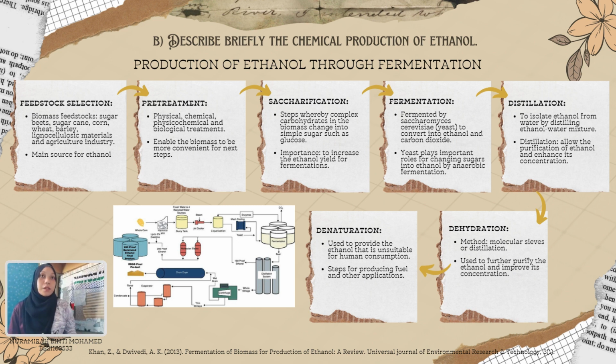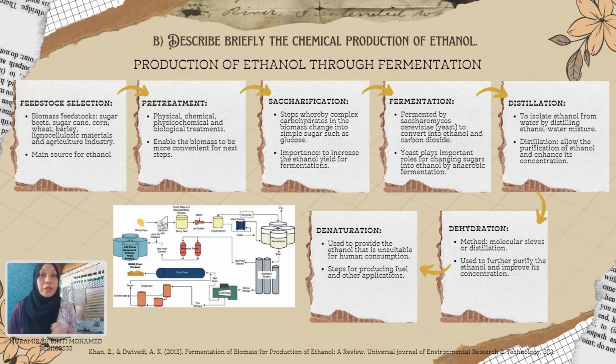Actually, there are two ways to chemically produce ethanol. The first way is through fermentation, which includes seven steps. The first one is feedstock selection, whereby biomass feedstock like sugar beets, sugarcane, corn, wheat, barley, and agricultural industry residues are used as the main source for ethanol.